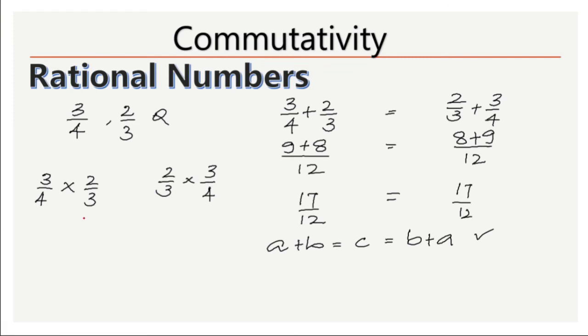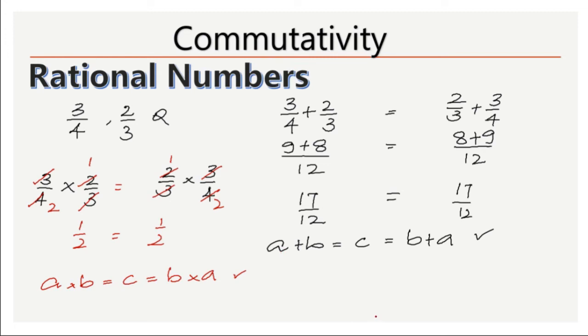Here, it's very clear that the numerators are multiplied and the denominators are multiplied. This 3 can be cancelled out, and 2 one time, 2 times is 4. We get the result as 1 by 2. So the product A into B will be equal to C. This is equal to B into A.